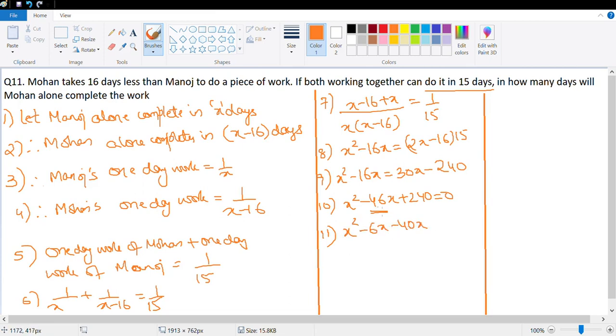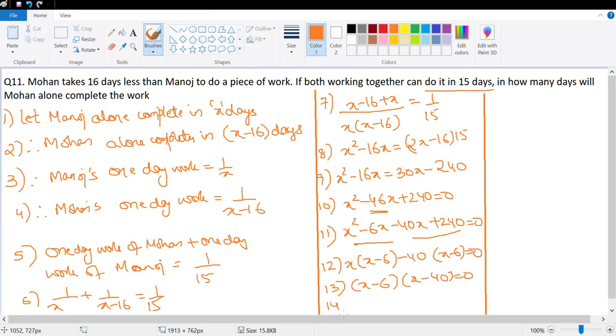So I split 46 as 6 and 40, and multiplication of 6 and 40 will also give me 240. Let's group it the way I have underlined. So we have x times (x minus 6) minus 40 times (x minus 6) is equal to 0. This gives us (x minus 6)(x minus 40) is equal to 0, which means x is equal to 6 or x is equal to 40.